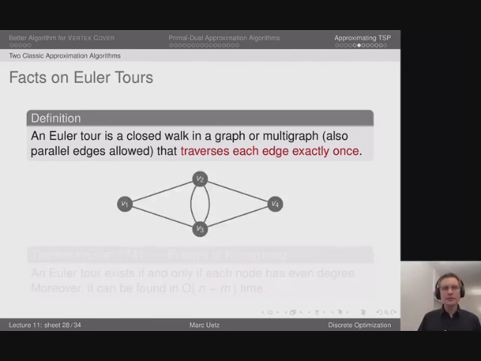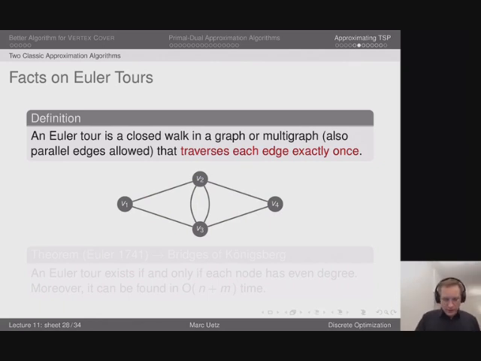Here is a little example graph, and what would be an Euler tour on this graph? It's actually a multigraph. It also has parallel edges, and later on we're also going to need that. So I could, for example, start walking from V1 to V2, then down to V3, V4, V2 again, and again down to V3 and back to V1. So that would be an Euler tour, and we have passed all the edges of the graph exactly once.